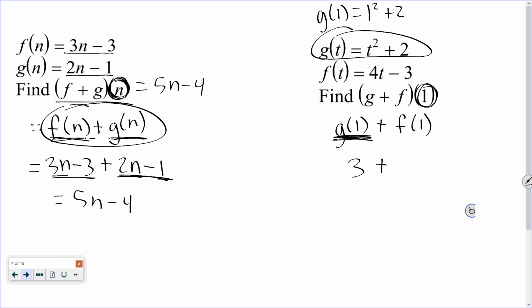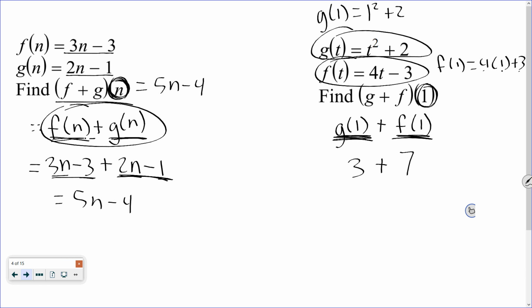Plus, and now let's do the same thing with f of 1. So again, I come to this function. I'm going to plug 1 in. So f of 1 equals 4 times 1 plus 3. So work that out. 4 times 1 is 4, plus 3 is 7. So f of 1 comes out to be 7.